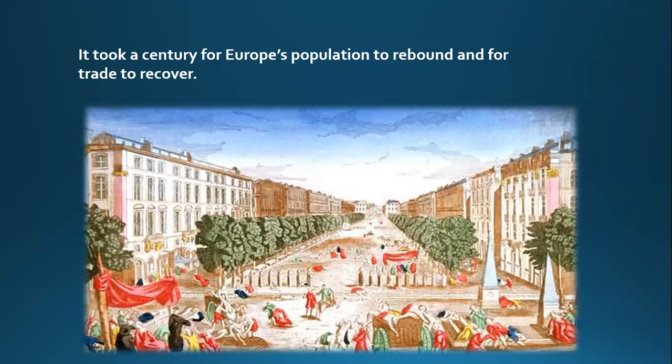All right, so when we come back, we're going to be talking about what's going on with the church, and we're going to be talking about the Mongol invasion of Europe as well.